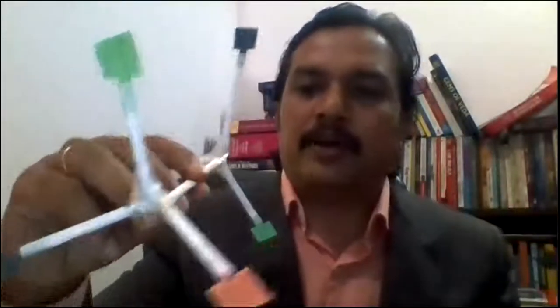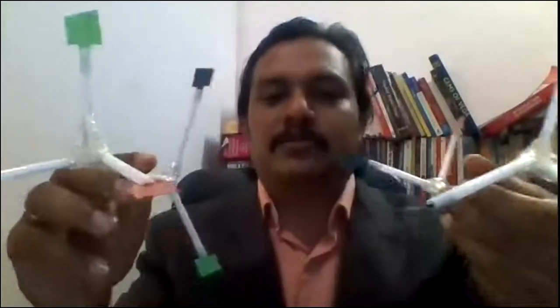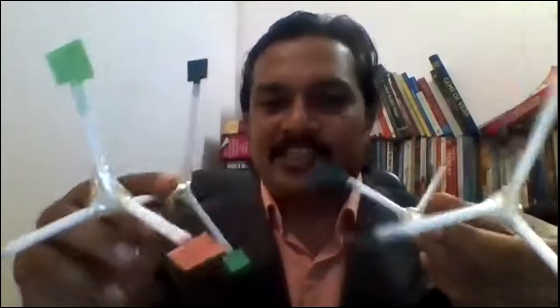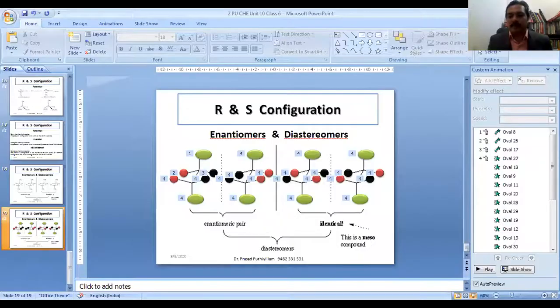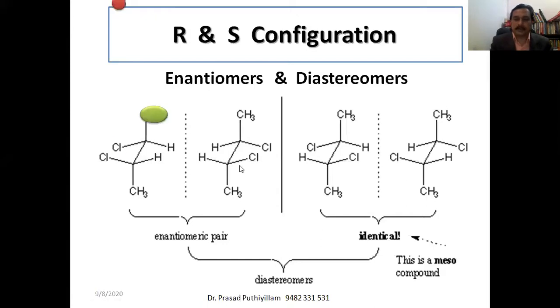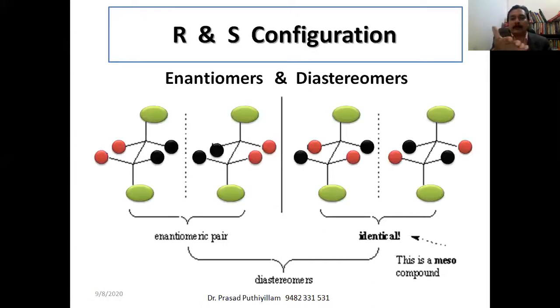Two structures were there. Whereas this one, if I anyhow rotate the molecule, that is the same molecule. Okay, so these two we can consider as the diastereomers. Okay, so that is the explanation for enantiomer and diastereomer. So this was the representation given with the color. So one structure, the first structure, they are enantiomer pairs, and the second one is a meso compound.